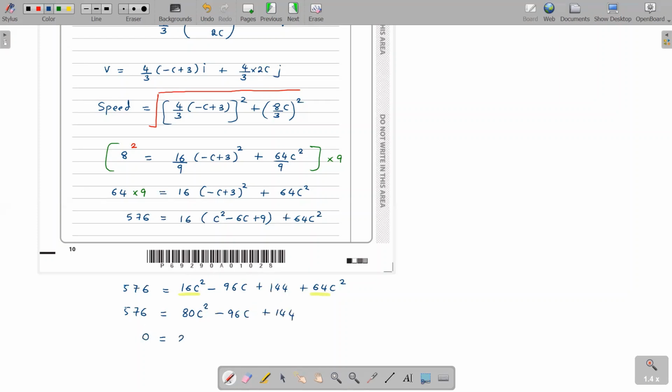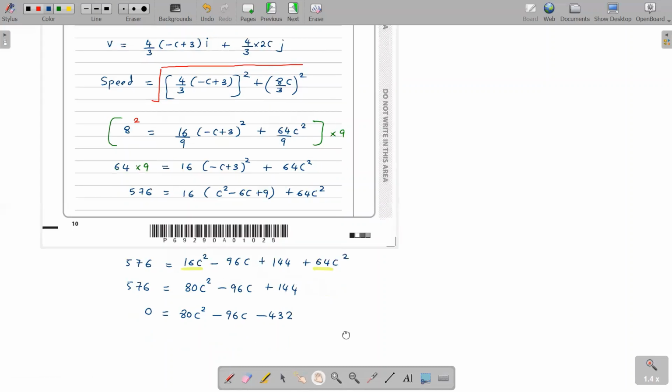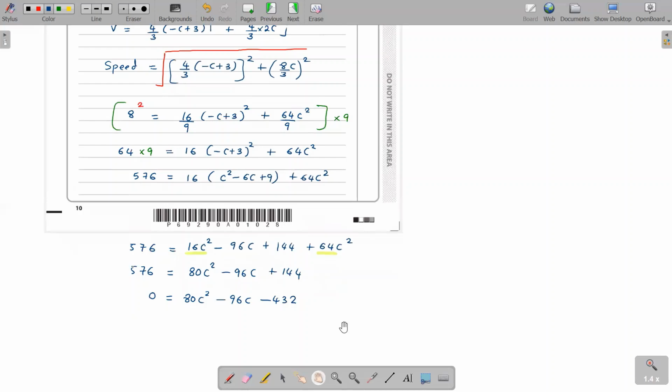Take the 576 to the other side. 144 minus 576 gives me minus 432. Is that okay? This is okay. Did you come to this point? Right. This equation we can further simplify.